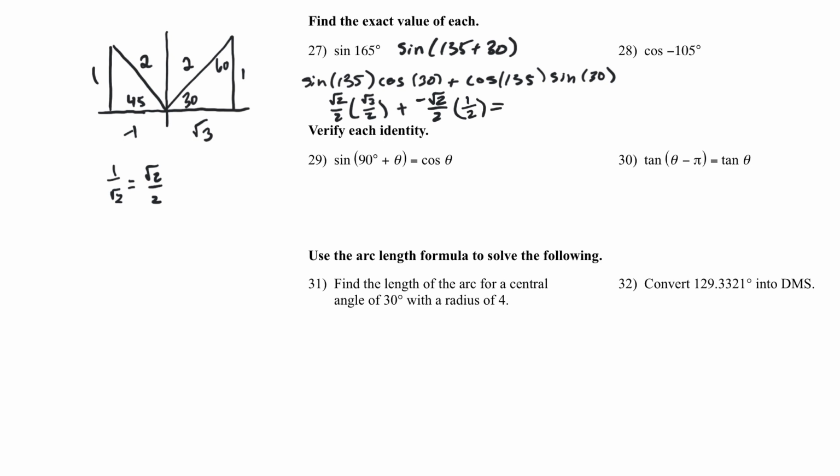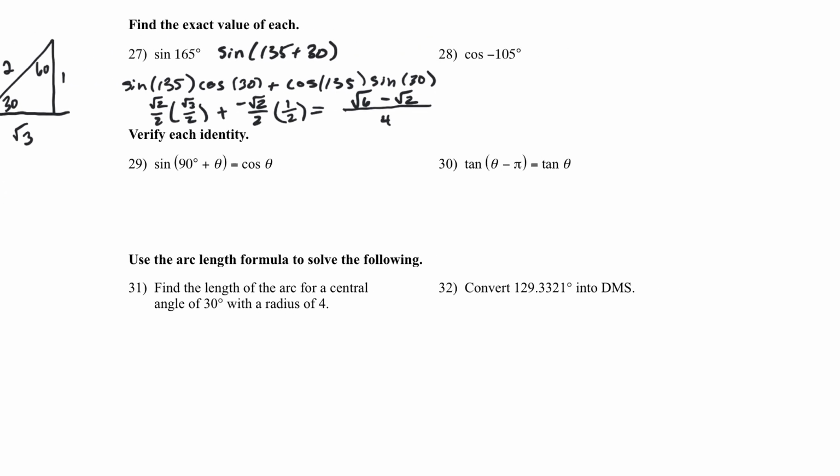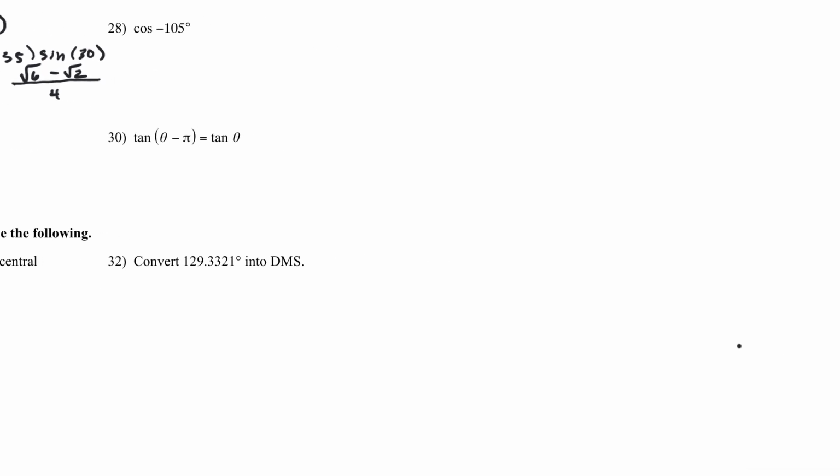At this point, I'm going to go ahead and multiply my fractions together. I know that I've got a common denominator overall, so I'm just going to put something over 4, because 2 times 2 is 4 for both of them. That means I'm going to get square root of 6 minus the square root of 2 as the final solution here. If we look at number 28, this one is different because it has a negative 105.